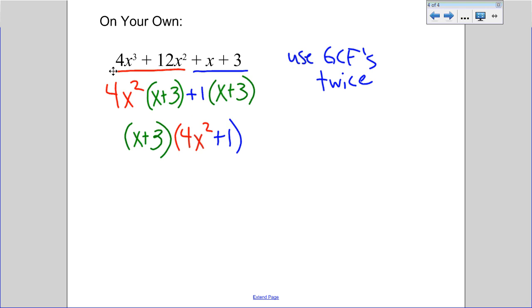Ladies and gentlemen, your assignment tonight is on page 349. You're going to keep on that page. We're going to keep working. You do 41 through 49. You have 9 problems to do tonight, so not too bad. And we will see you tomorrow.